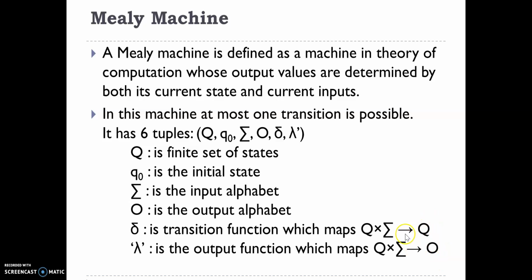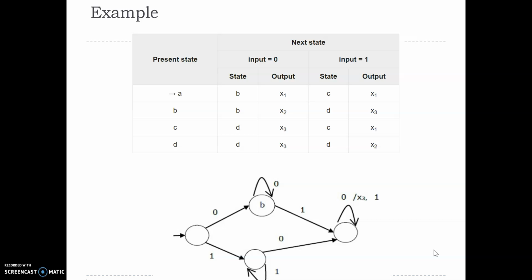See the difference between lambda and delta. Delta is a transition, right? So it will give me the state. What is the new state? And lambda is the output function, so it will give me the output. So let's see with an example.